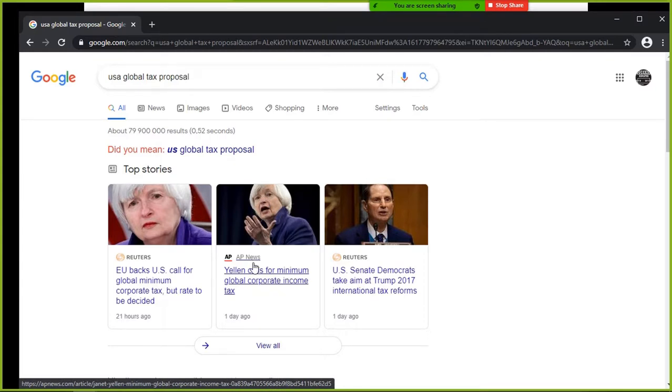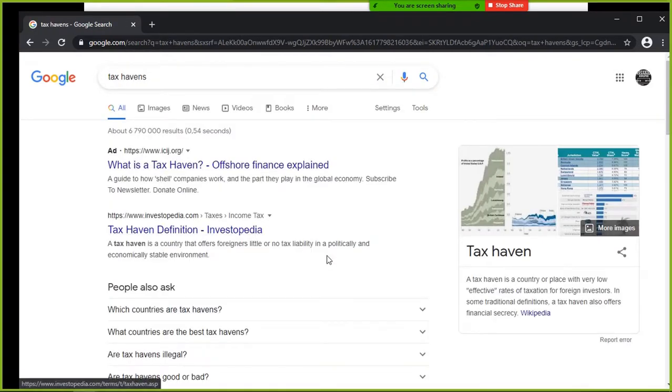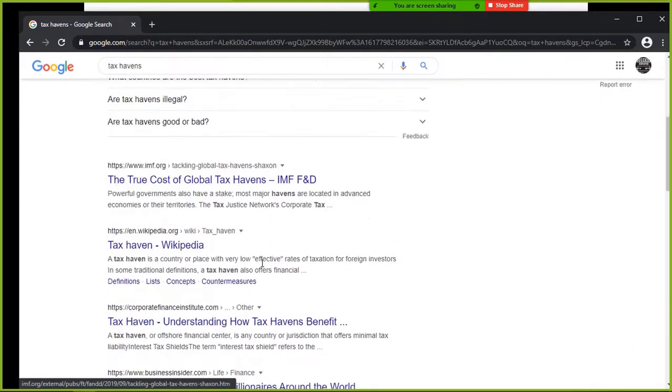She's the head of the central bank, and she's calling for a global minimum corporate tax. The reason is that we actually spoke about tax havens in one of our weeks. A tax haven, for example, the Cayman Islands, the British Virgin Islands. There's a few other ones, I think the Isle of Man as well. There are a few tax havens in the world, and those tax havens are beneficial for companies that operate in those places.